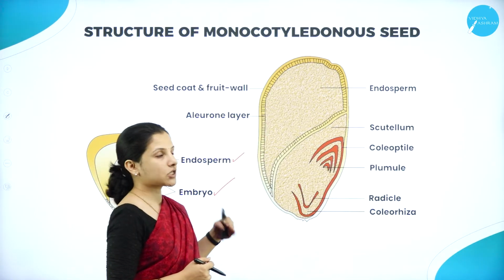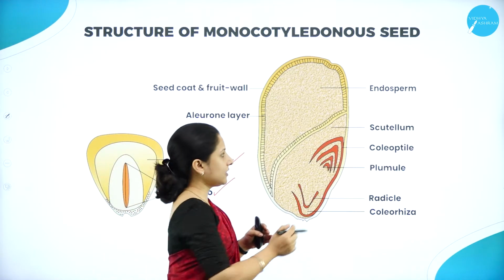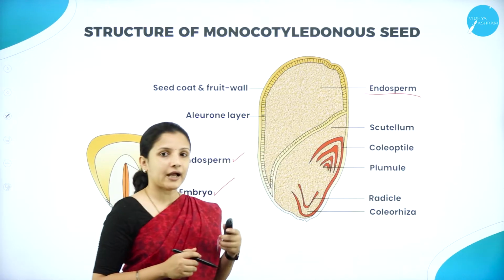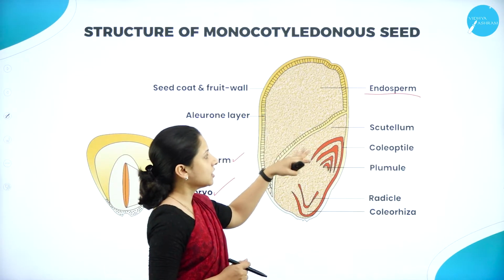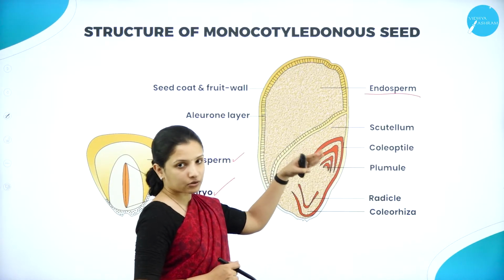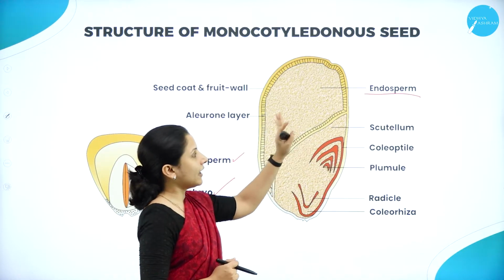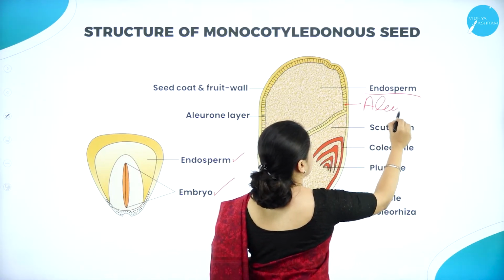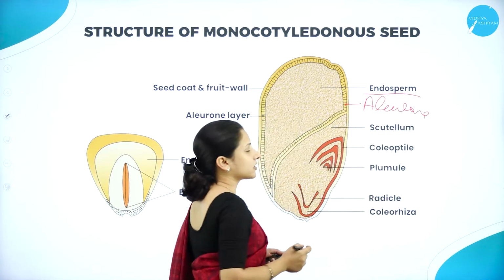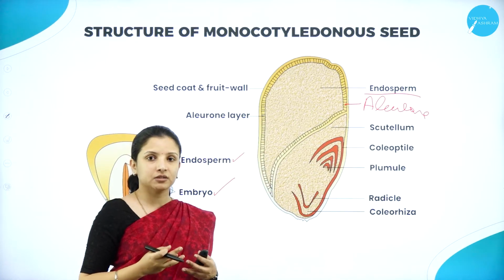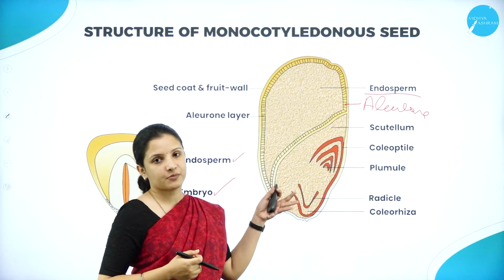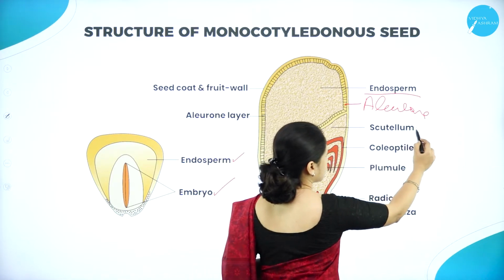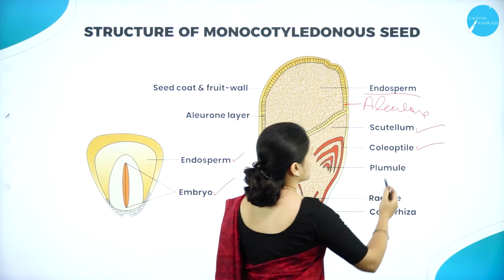When a longitudinal section of a seed is taken, we can find the presence of the endosperm. This endosperm provides nourishment to the region where the radicle and the plumule are present. Apart from that, it also has a layer called the aleurone layer. This aleurone layer is filled with fatty substances and oils, which also provide nourishment to the developing embryo. And there is a region called the scutellum and also a region called the coleoptile.